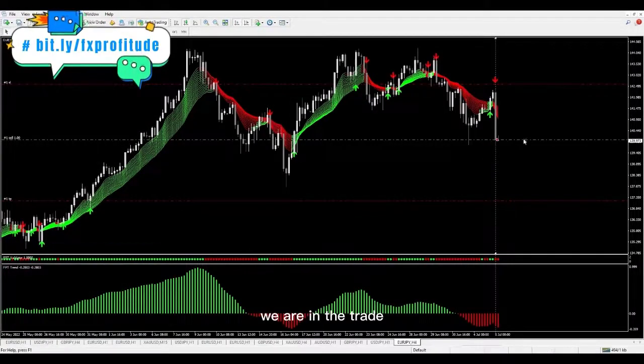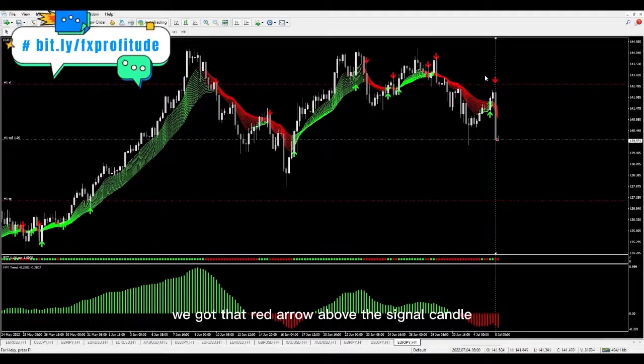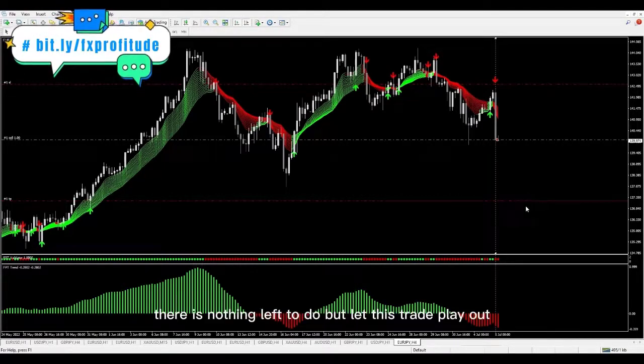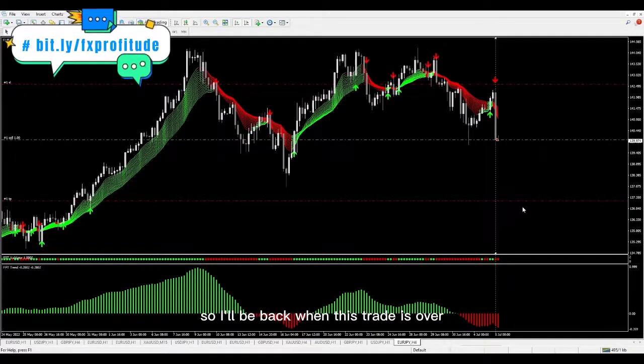We are in the trade. We got that red arrow above the signal candle. The entry is at the close of this candle here. The stop is placed above the swing high, and the take profit is placed at 1-to-1. Now at this point, there is nothing left to do but let this trade play out. So I'll be back when this trade is over.